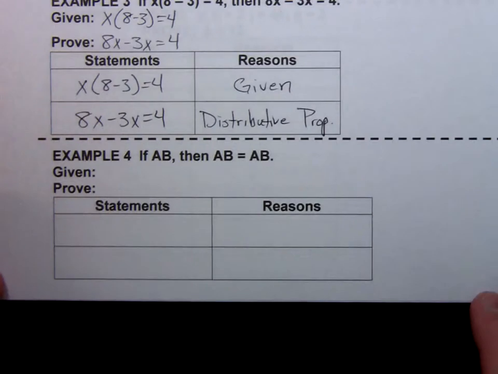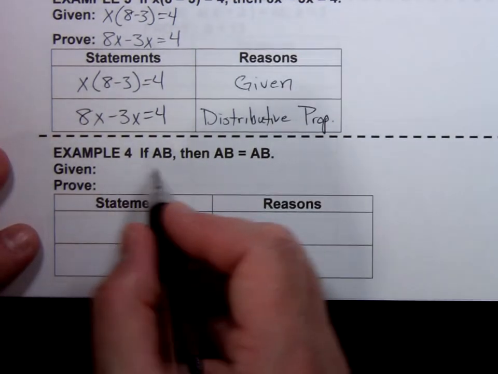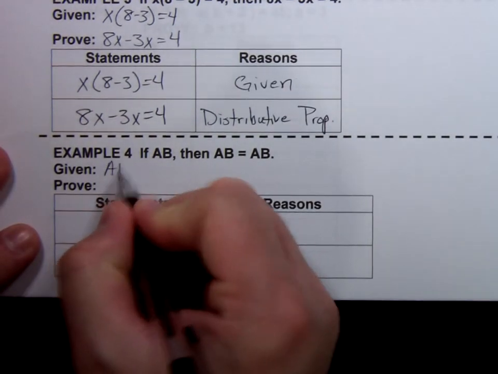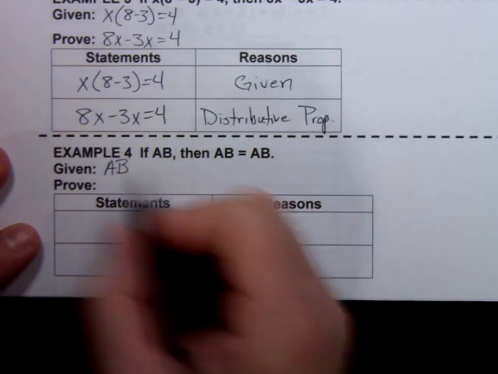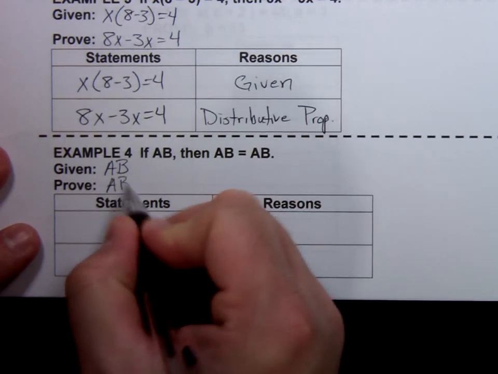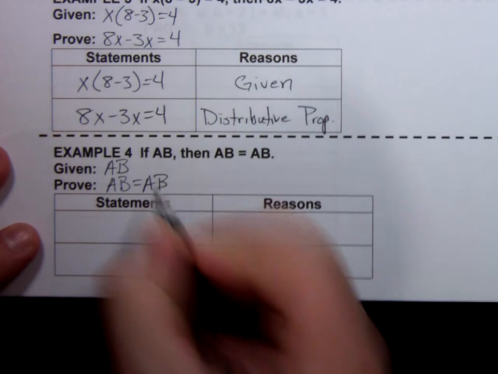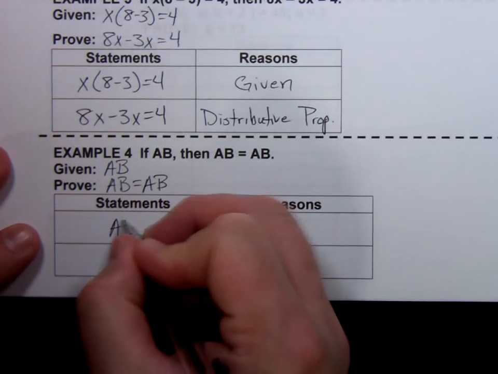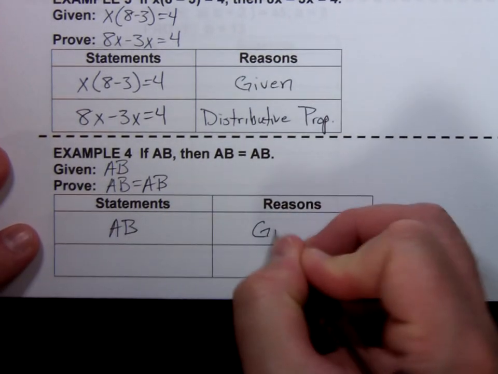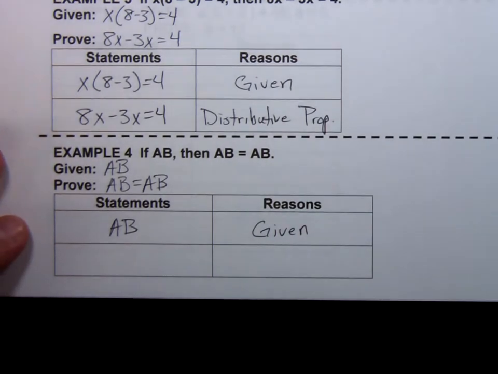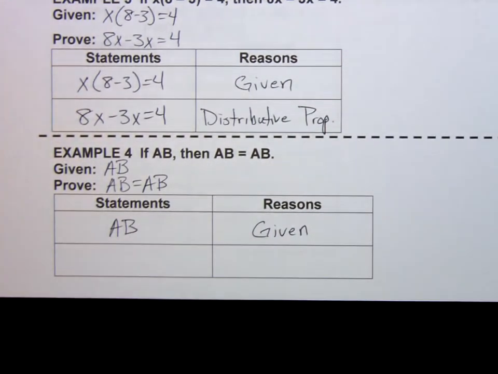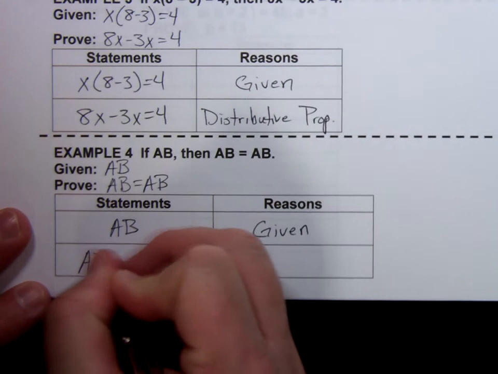All right. On example 4, if AB, the distance from A to B, then the distance from A to B is equal to the distance from A to B. So basically, this one's a little weird, but this basically just exists. It is. And so that was what was given to us. And then how do I know that AB is equal to AB?